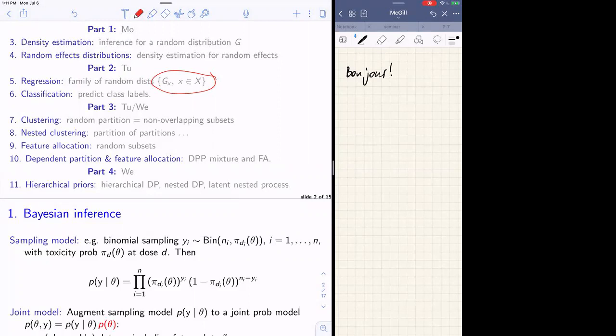And on Wednesday, we'll talk about clustering, like random partitions, and a bit more generally, probability models for random subsets, all of which turns out to be closely related to random distributions. And I'll still talk you through all the details. If we have time, we'll still talk about hierarchical priors at the end on Wednesday.